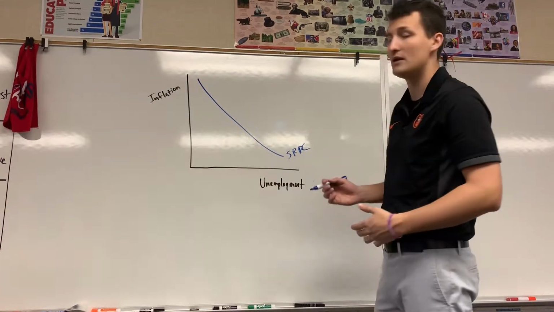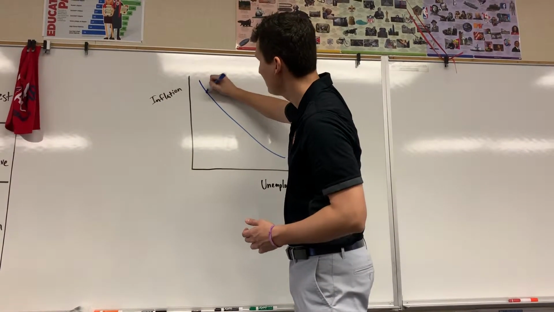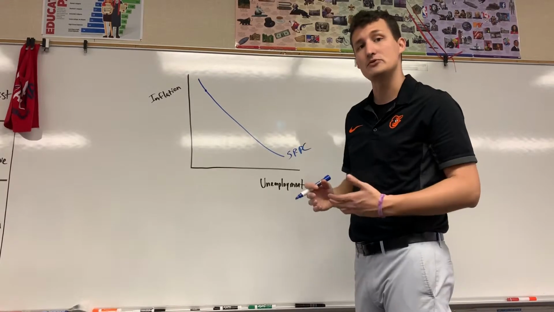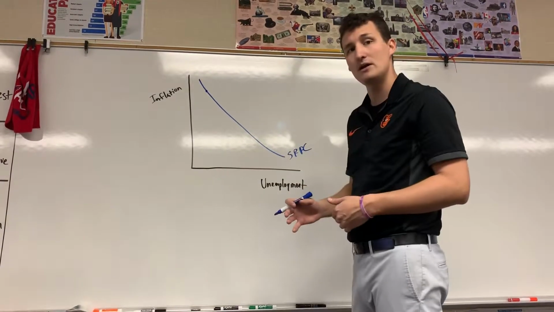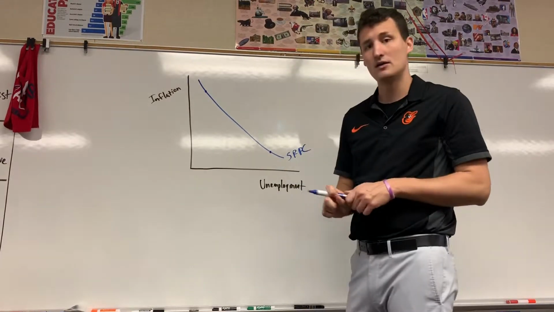So if we're at a point in the economy where we are overheating, that would be with high inflation and low unemployment, we would be here on the short run Phillips curve. If we were at a situation where the economy was going through a recession with high unemployment and low rates of inflation, we would be down here at this point on the Phillips curve.